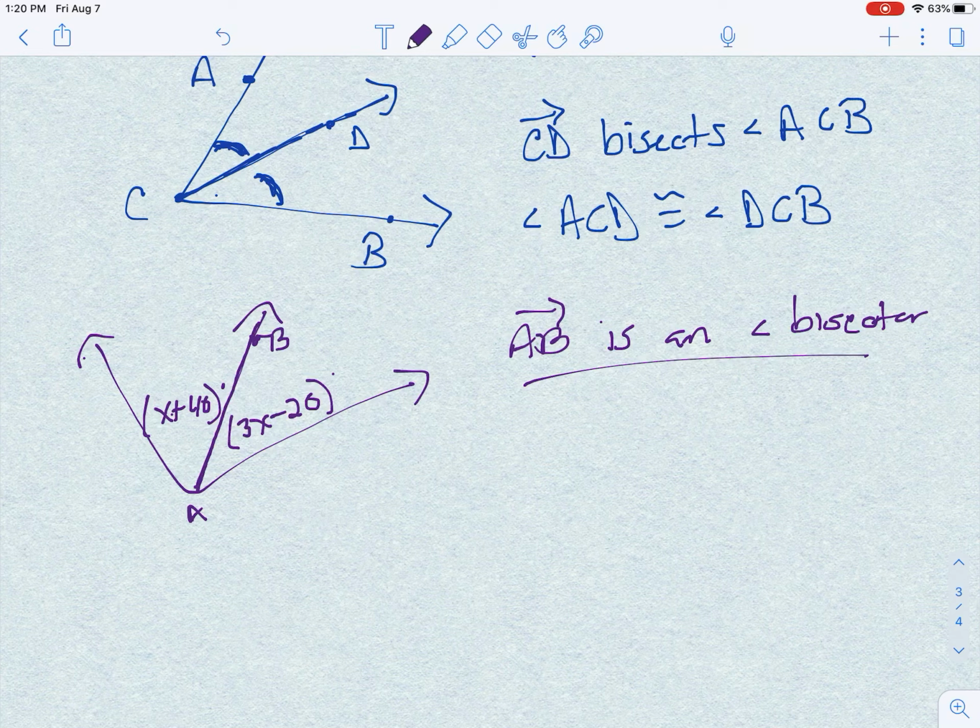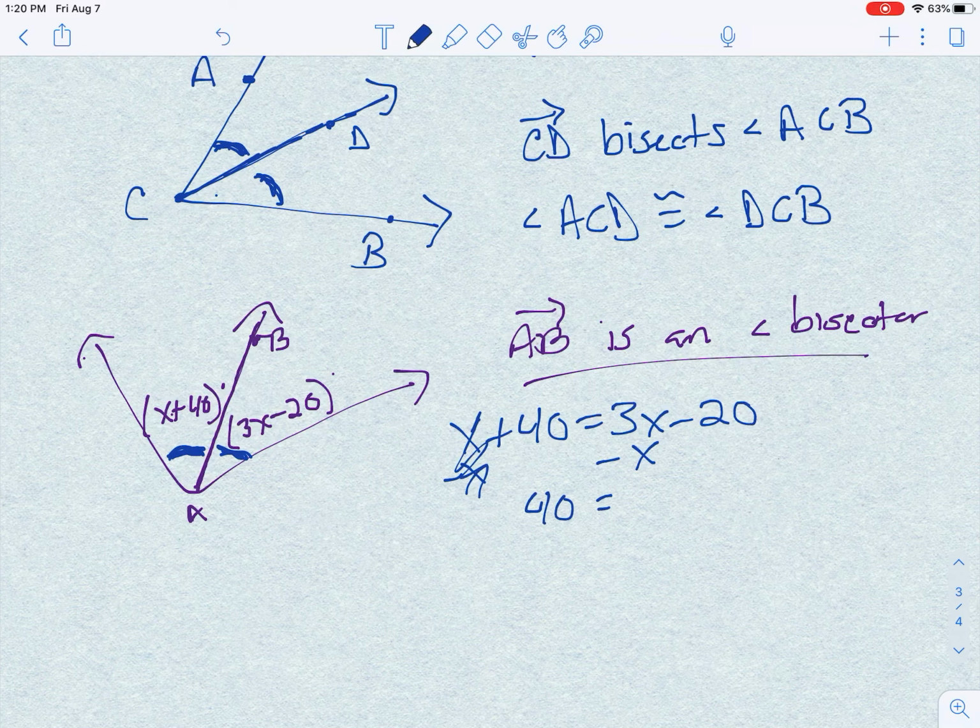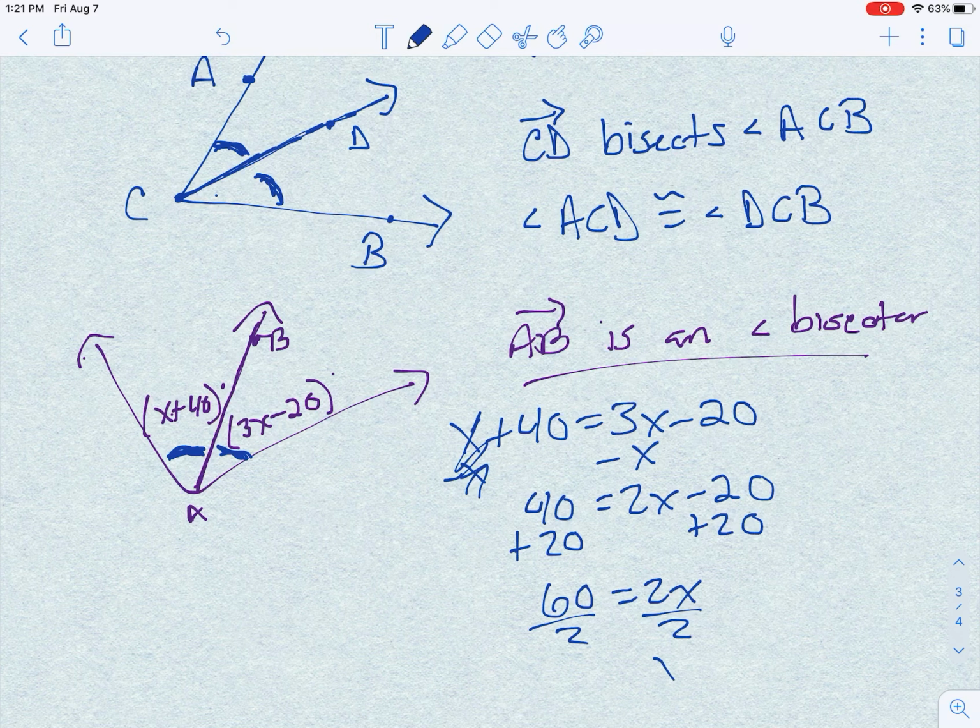So if that's an angle bisector, what does that say about each side of that angle? It means that if AB is a bisector, it's cutting it in half, which means this little guy is equal to this little guy. So we can set them equal. We have x + 40 = 3x - 20, and then we're going to solve. I'm going to get my x's on one side, so I'm going to subtract x over. That cancels this x. So we have 40 = 2x - 20. I'm going to get my numbers together, so I'm going to add 20 to both sides to get 60 = 2x. Last step, divide by 2, and x equals, whoops, x equals 30. Got ahead of myself.